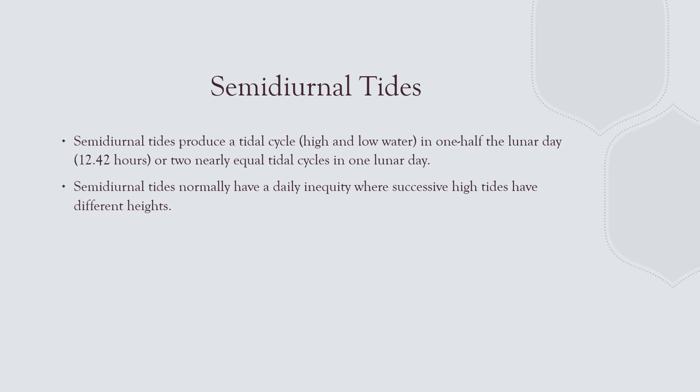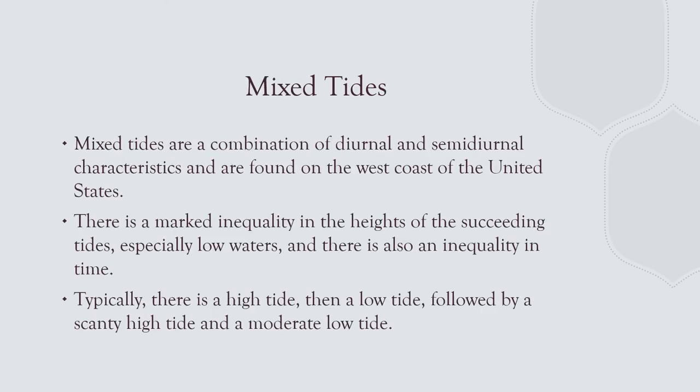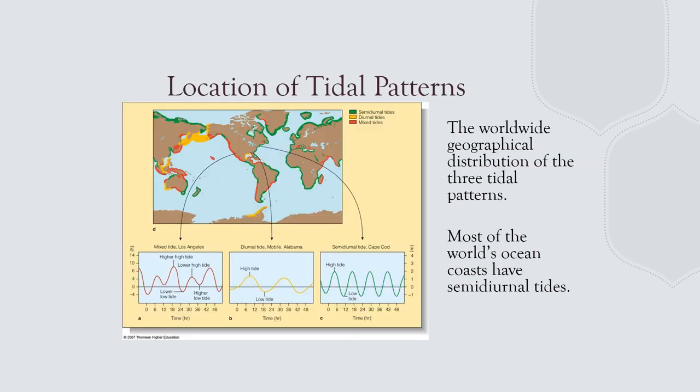So semi-diurnal means twice a day. Diurnal means once a day. Mixed, usually twice a day, but they're of noticeably different heights. So here, this is what I mean, mixed. There's your high, there's your low. There's your high, there's your low. Different heights. You can see in red, all these are areas of mixed tides. That's us right there, west coast of Florida, mixed tide.